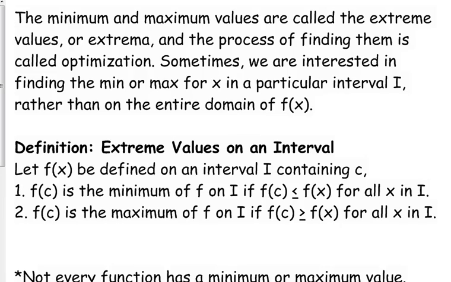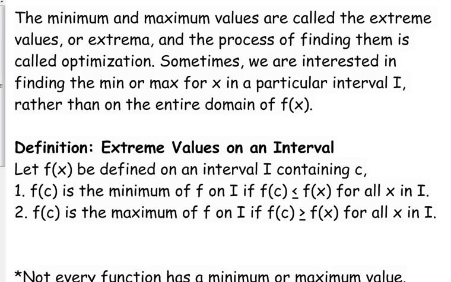Wording that we need to get straight. The minimum and maximum values of any function are called the extreme values, or sometimes they will call them extrema. That's the plural of extreme value. And the process of finding them is called optimization. Okay, we call it optimization. So sometimes we want to find the min or max on a particular interval rather than the entire domain.